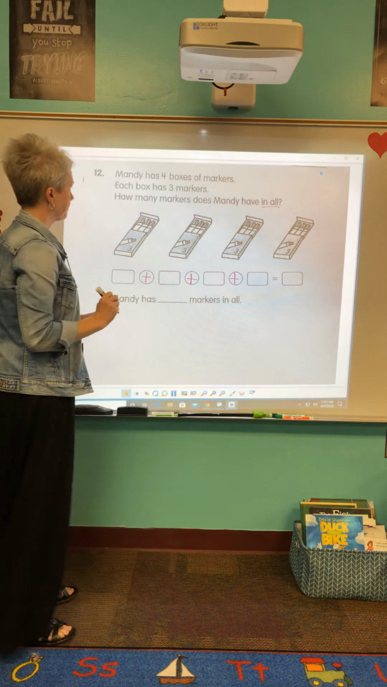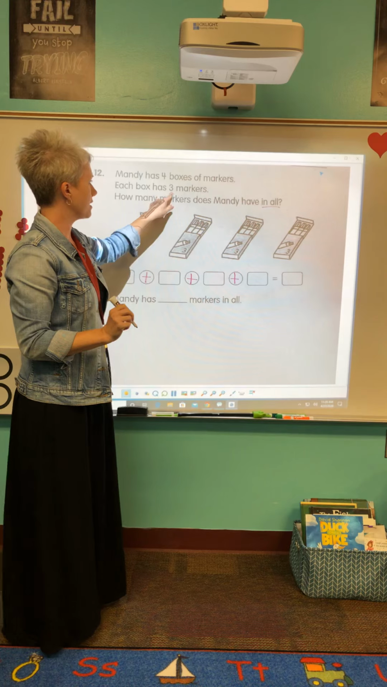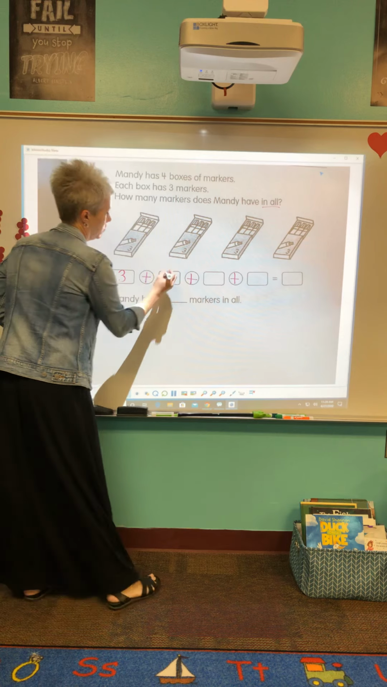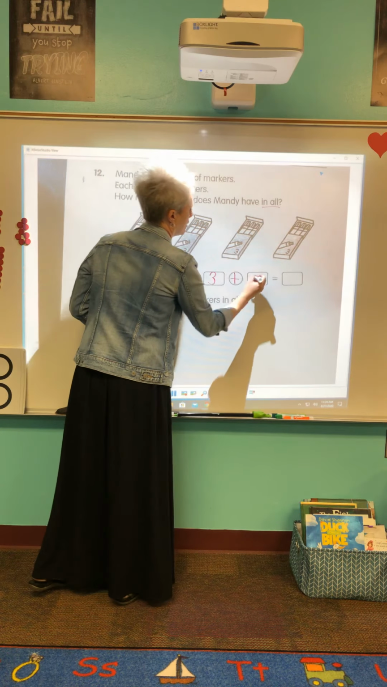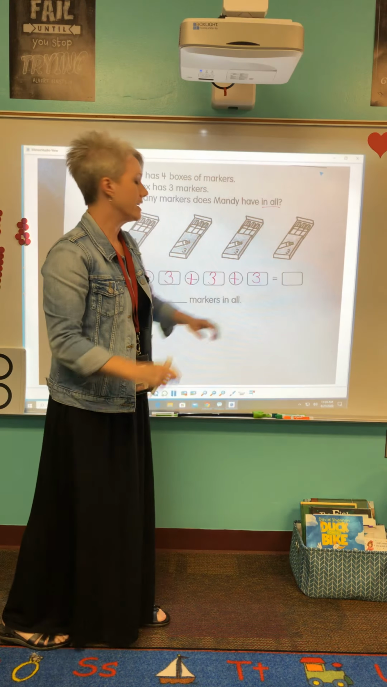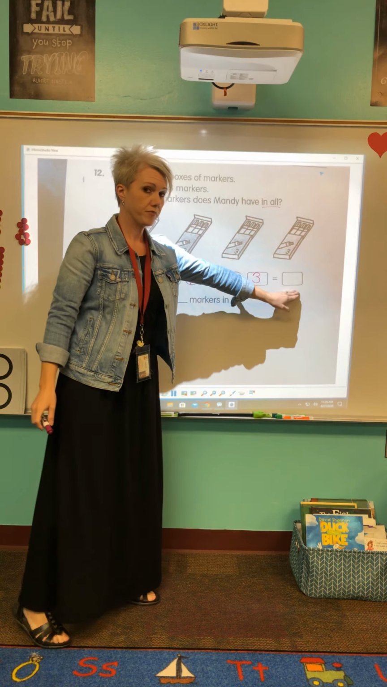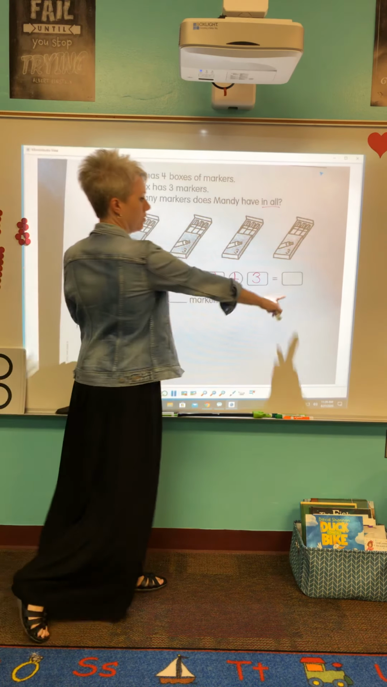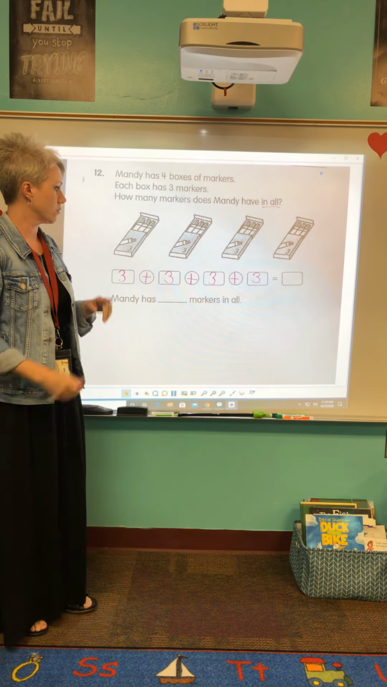So we're adding. She has 4 boxes. We have 4 spots for our numbers. Each box has 3 markers. So this is box 1. It has 3 markers. Box 2 has 3 markers. Box 3 has 3 markers. And box 4 has 3 markers. So we have 3 plus 3 plus 3 plus 3 equals, I want you guys to do the math all by yourself. So you'll put your answer here. And then it says Mandy has blank markers in all. You'll put your final answer here. So these 2 numbers should match. This number and that number should be the same number, and that's your answer. Okay, so you guys work that one out all by yourself.